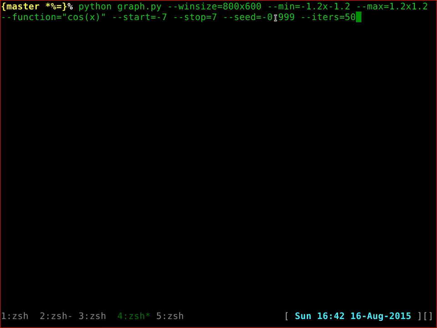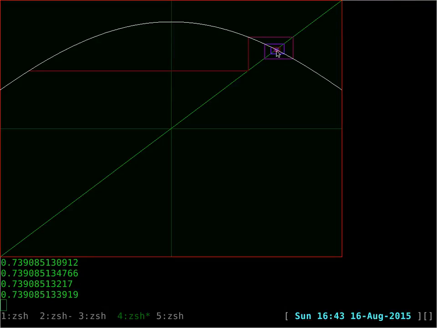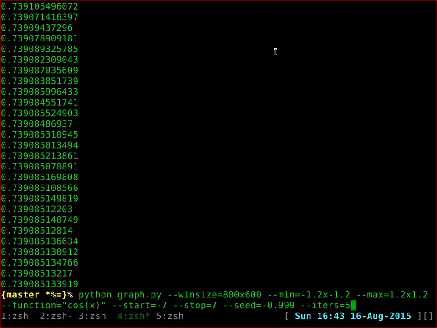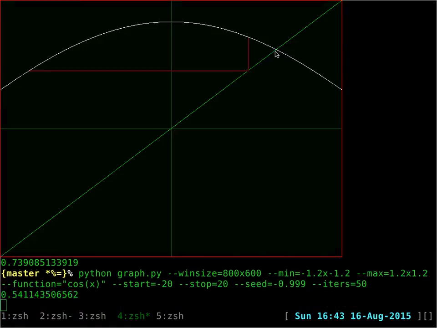Let's plot it for any random number, 50 iterations. You can see that once we do this, it reaches this point, 0.739 whatever. And this is the point at which the y equals x line intersects the cosine curve. Right. You can increase this a little bit. Let's just make it 14. Let's make it 20. Let's see the wave a little bit.